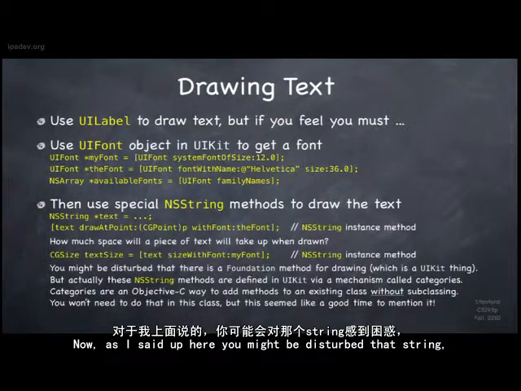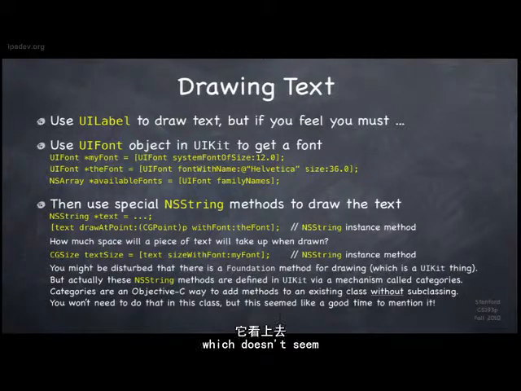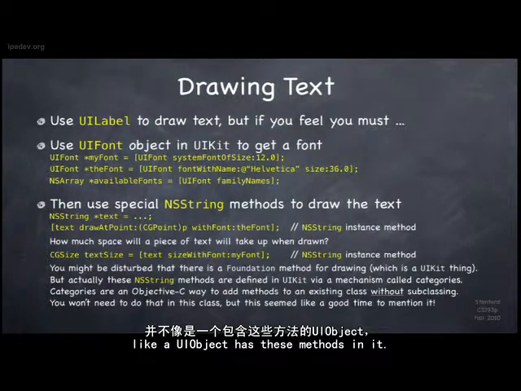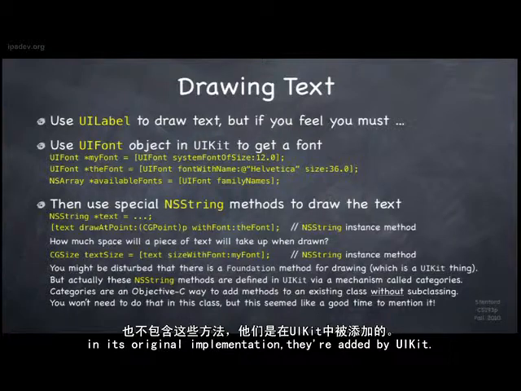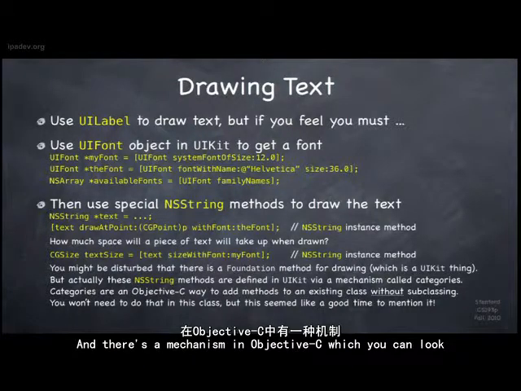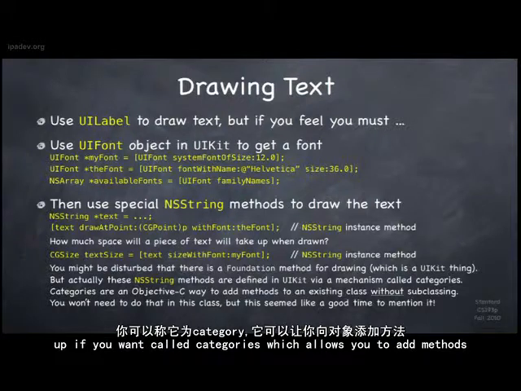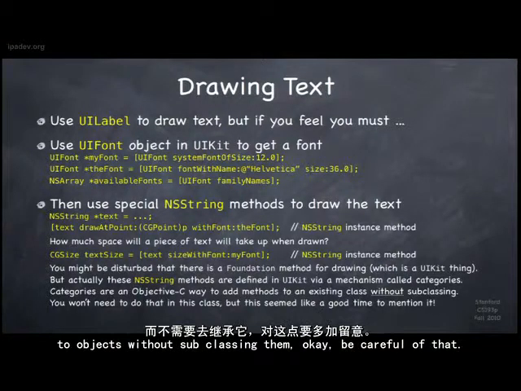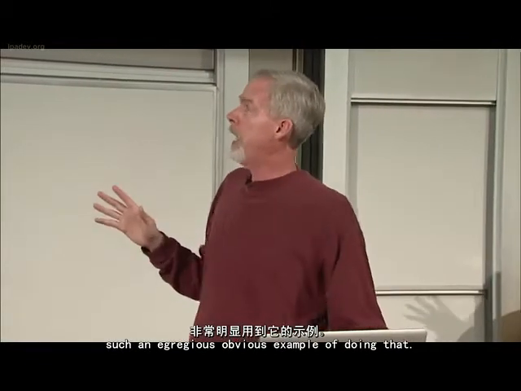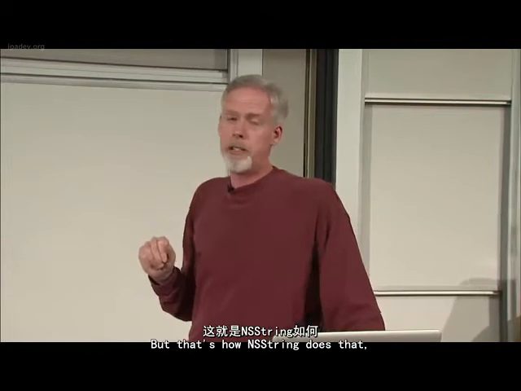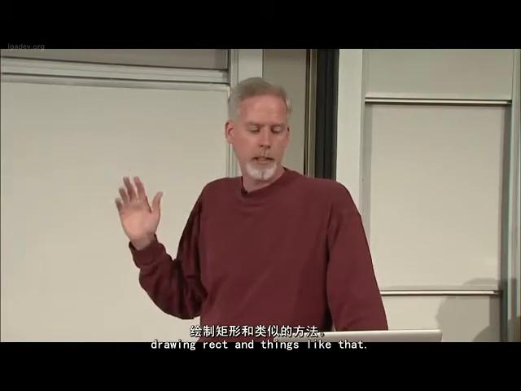Now, as I said up here, you might be disturbed that string, which doesn't seem like a UI object, has these methods in it. And the answer is those methods don't come with string in its original implementation. They're added by UIKit, and there's a mechanism in Objective-C which you can look up if you want called categories, which allows you to add methods to objects without subclassing them. Be careful of that. This is just a good time to mention it because this is such an egregious, obvious example of doing that. But that's how NSString adds these drawing methods, drawInRect, things like that.